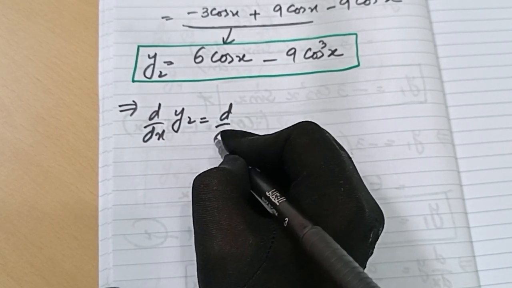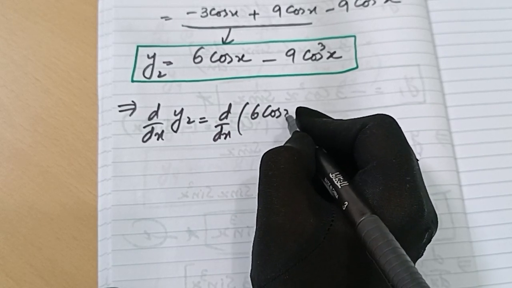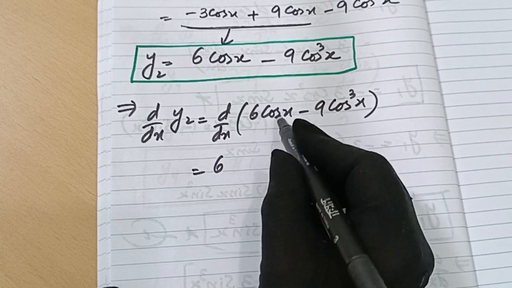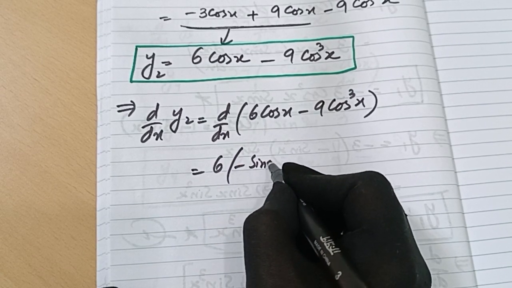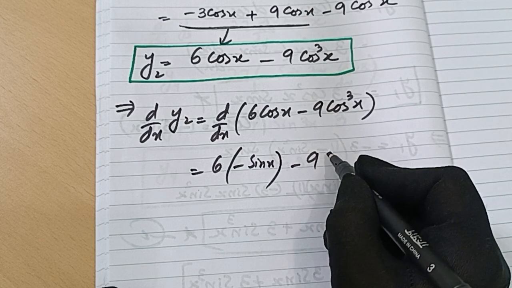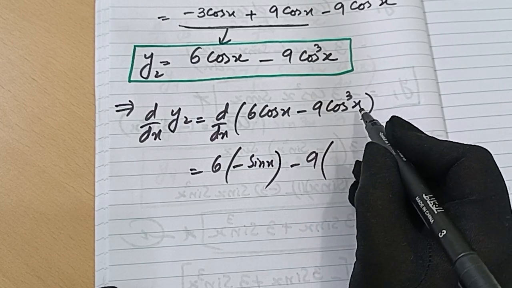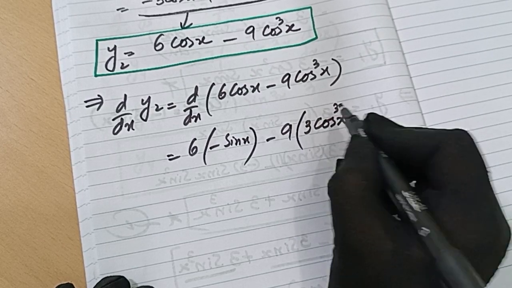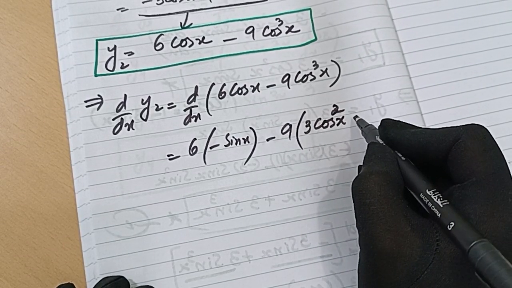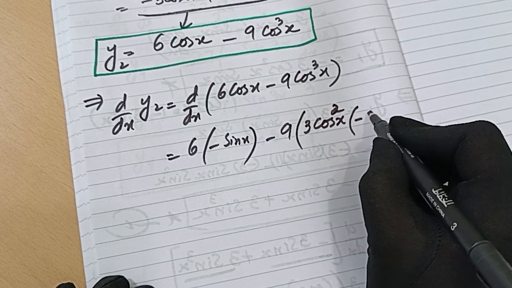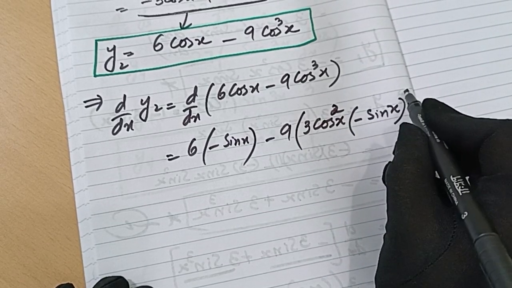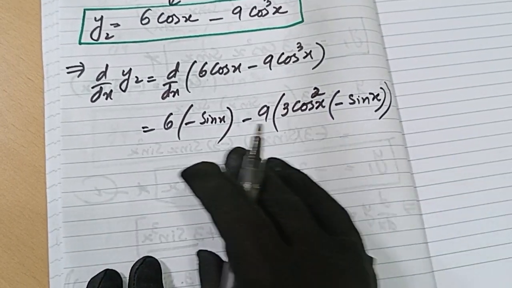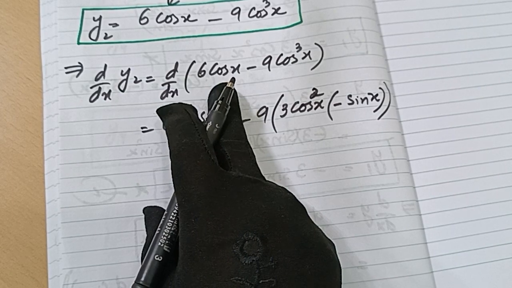y2, derivative of this term: 6 cos x minus 9 cos cube x. The derivative of 6 cos x is minus 6 sin x. Minus 9, the derivative of this term means the power rule will be applied. Power in front, power decreased by 1, so it becomes square. And the derivative of cos x without power is minus sin x. If you make practice, you will be able to find the derivative directly.